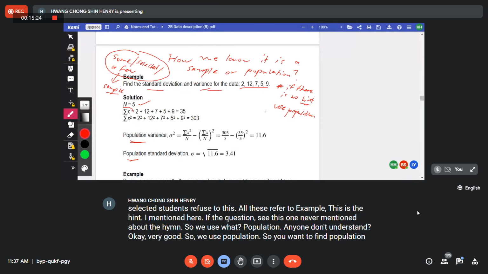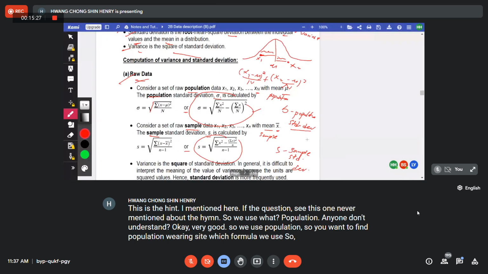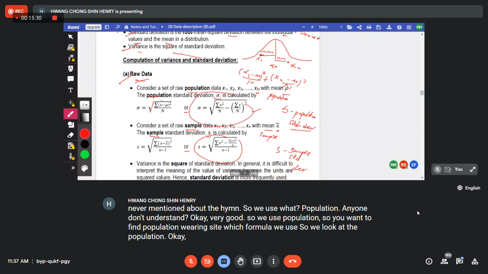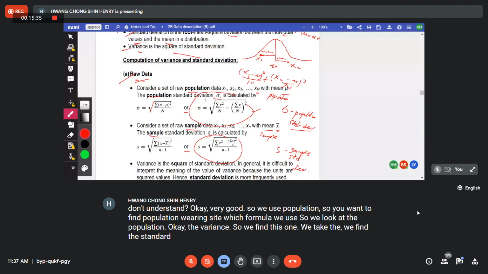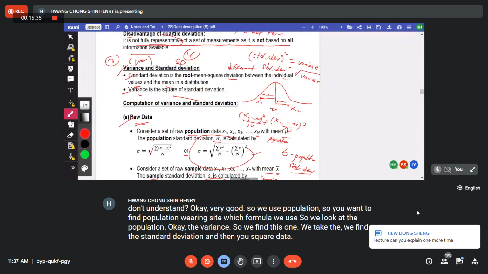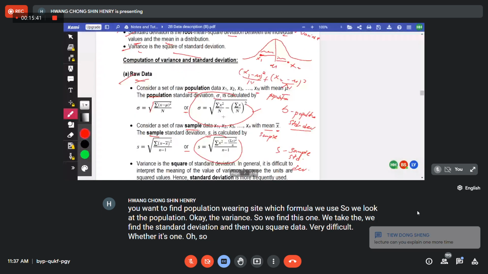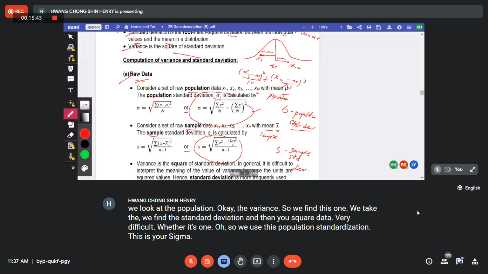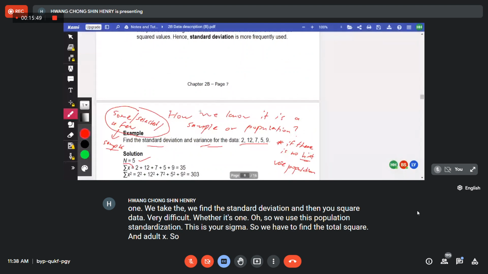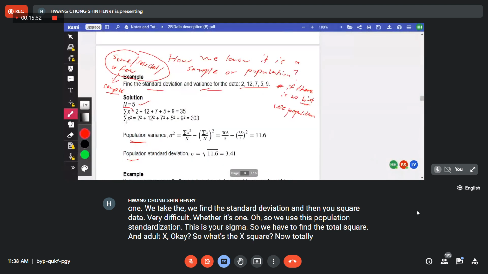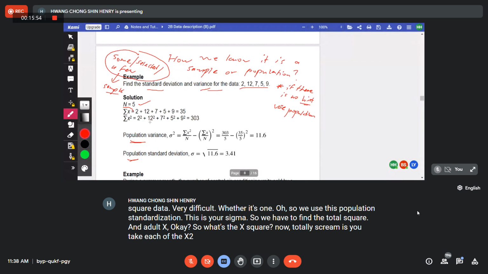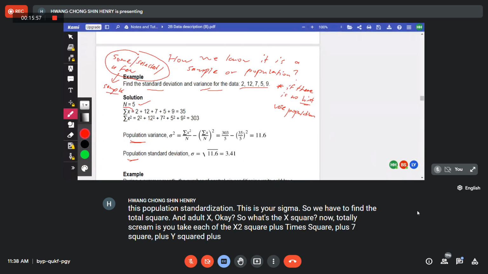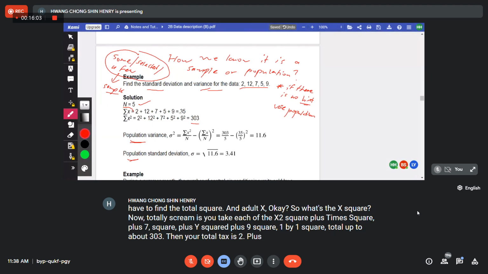So you want to find population variance, which formula do we use? We look at the population standard deviation, and then you square it to get the variance. This is your sigma. So we have to find the total x squared and the total x. Total x squared means you take each of the x: 2 square plus 12 square plus 7 square plus 5 square plus 9 square, it totals up to 303. Then your total x is 2 plus 12 plus 7 plus 5 plus 9, which is 35.